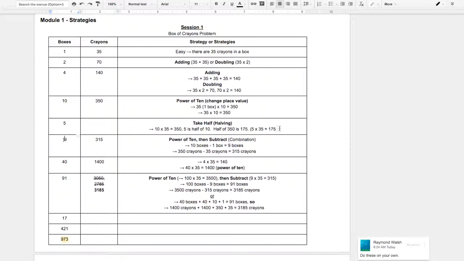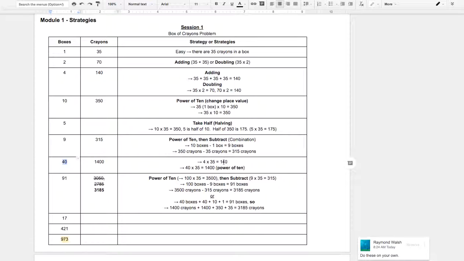Okay. So let's look at another strategy. I have 9 boxes, and I want to know how many crayons. I use the power of 10 strategy, so I know that 10 boxes is the same as 350 crayons. We did that up here, right? So I have 9 boxes, so I can do 10 boxes minus 1 box is 9 boxes. And then I can do the number of crayons in 10 boxes, which is 350, minus the number of crayons that are in 1 box, 35 crayons, and that would get me how many crayons are in 9 boxes, 315. Okay?